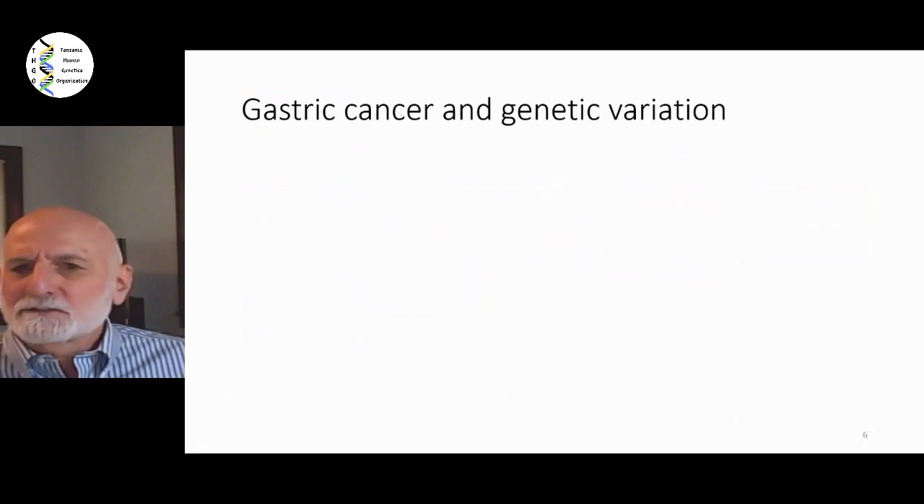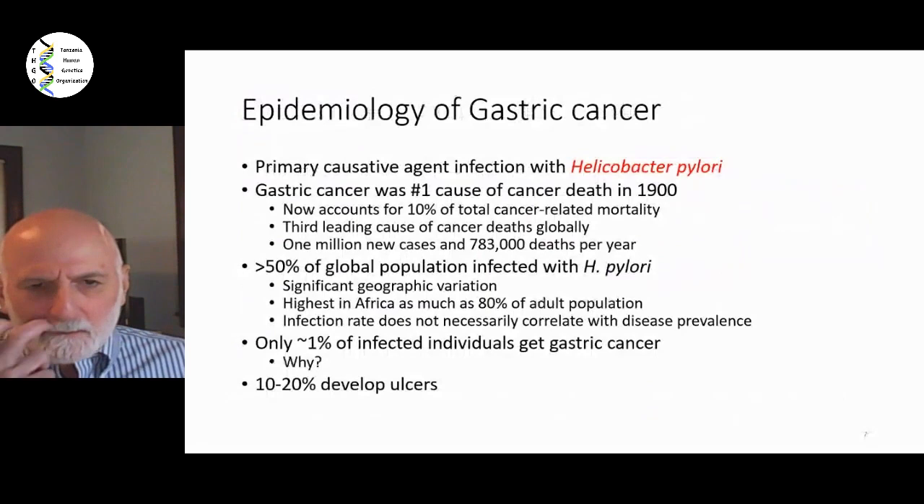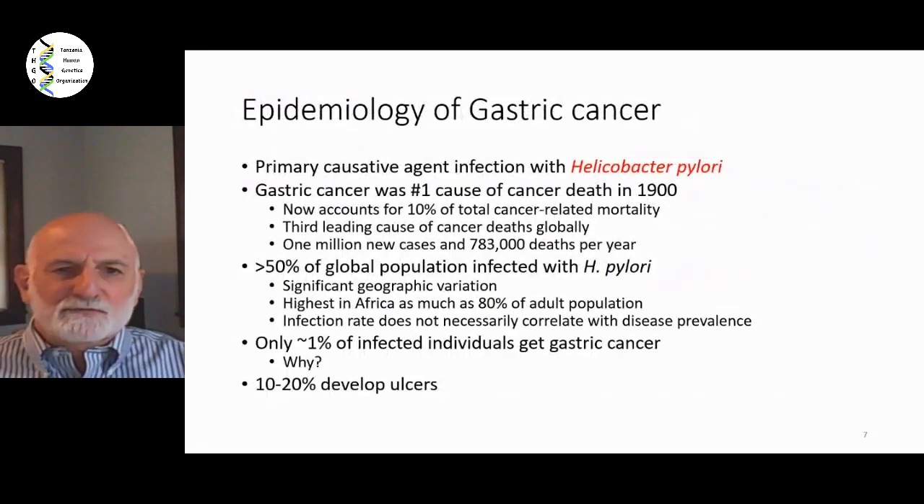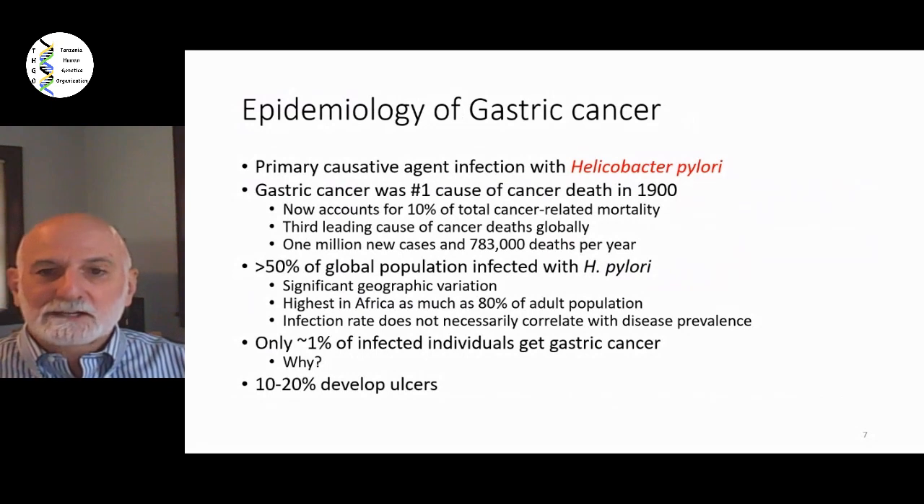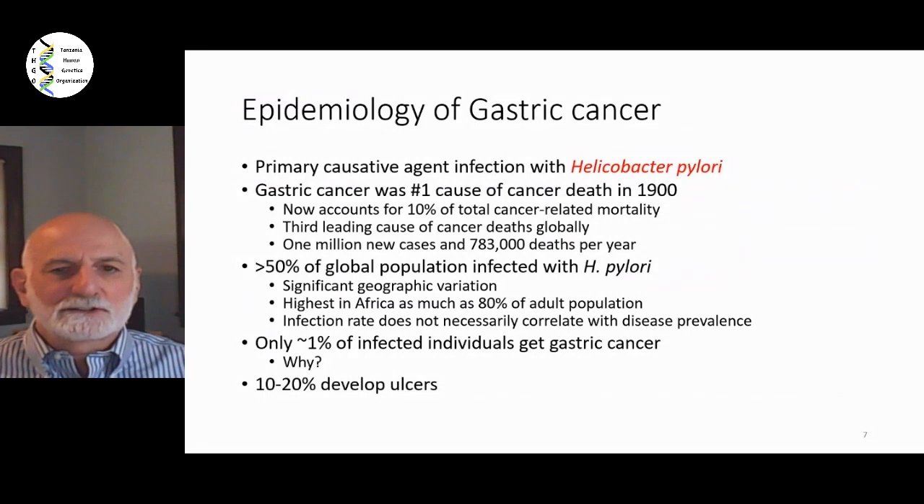So just to give you a summary, Helicobacter pylori is the primary causative agent of gastric cancer. In 1900, it was the number one cause globally of cancer death. It now currently accounts for about 10% of total cancer mortality worldwide. It's the third leading cause of cancer deaths globally. There are about 1 million new cases per year, and just over 750,000 deaths.